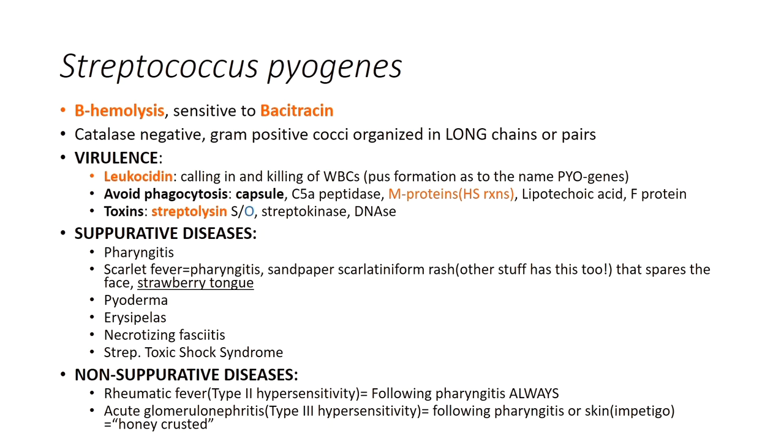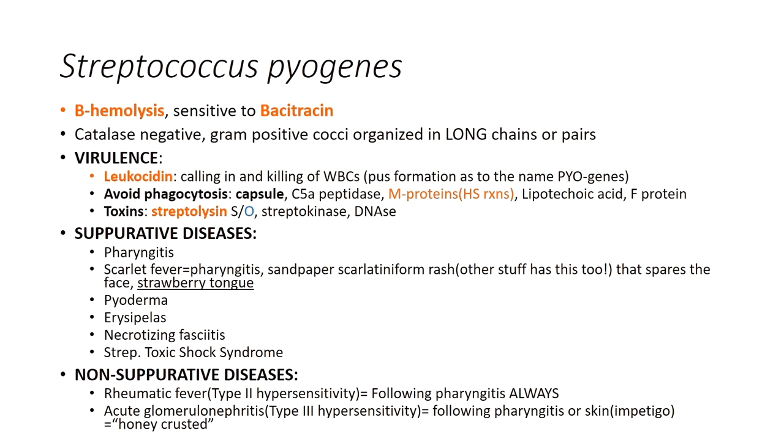It also avoids phagocytosis through multiple things. So it has a capsule, it has a C5a peptidase, it has M proteins, which mimic our cells. And so we go, oh, it looks like our cells are floating around in here, but it's actually a bacteria. And that's why we have hypersensitivity reactions. We'll talk about those in just a second. Other things: lipoteichoic acid, that's something gram-positive bacteria have, and then F protein. Toxins, so streptolysin S and O. We use O because we can find anti-streptolysin O antibodies, and that's used for diagnosis. It also has streptokinase, which we use for treating someone that has had a recent stroke or MI. We can throw in this guy, and it's going to lyse those clots. DNase is another thing as well.